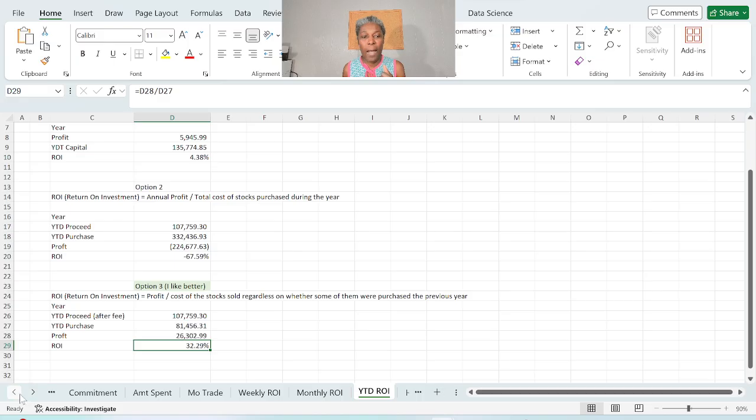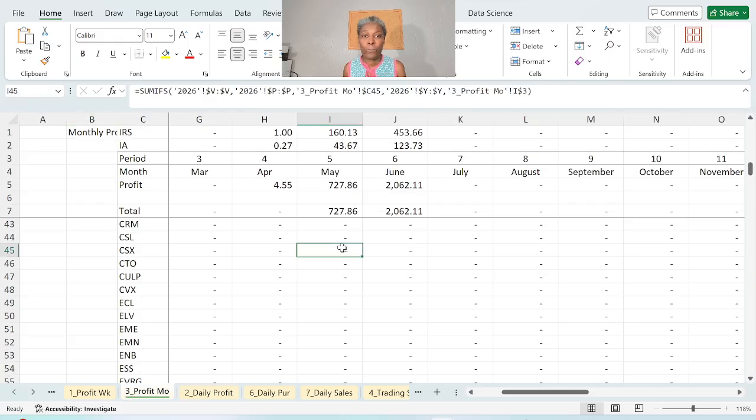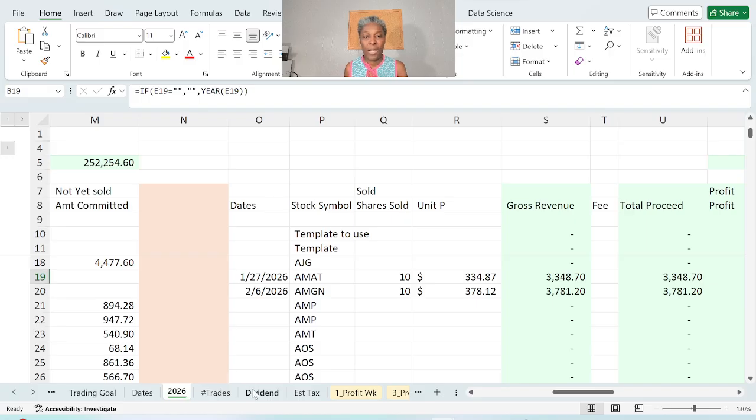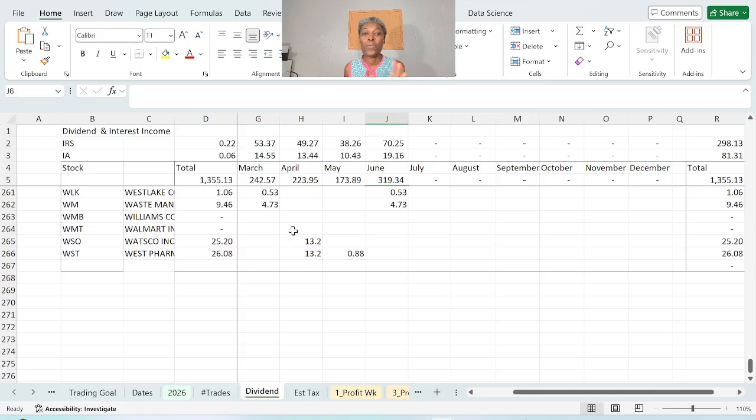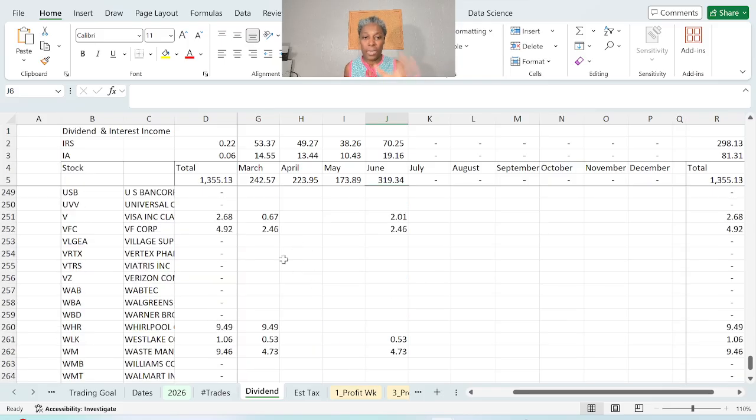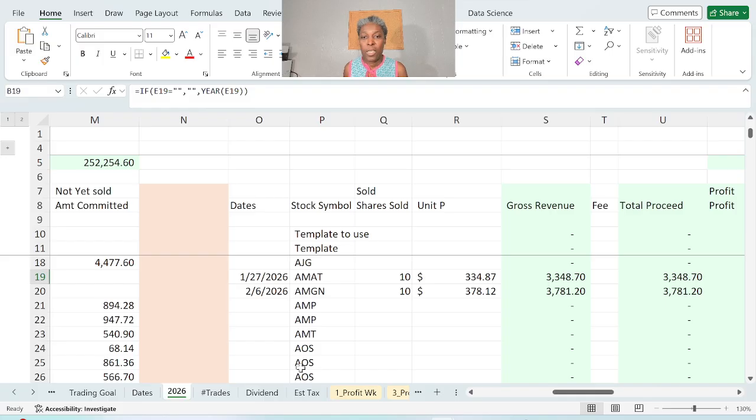My formulas are mainly some SUMIFs that I use to pull reports from the tab where I do my manual entry. I can pull different reports by just creating additional tabs and using SUMIFs to pull numbers from my main tab. I also have a manual entry tab for dividend payments, where I manually enter those dividend payments.